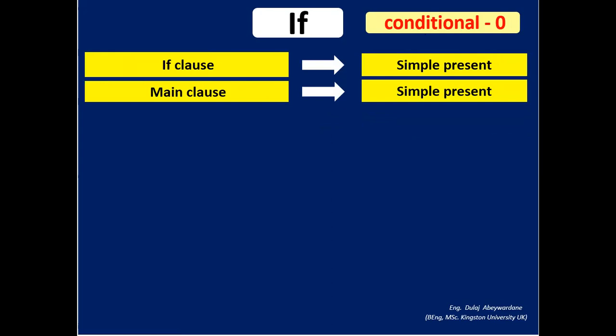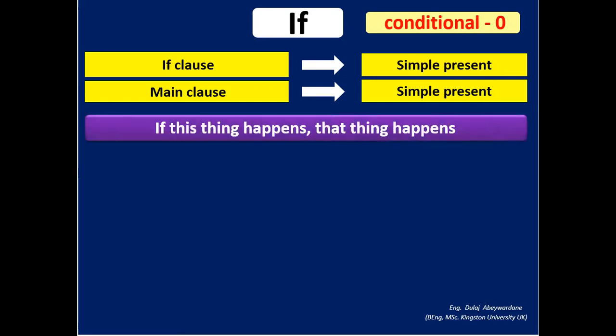It's about the if clause. If clause means the sentence part which is connected with if. So in that case, if that part is in simple present, the remaining part, the main clause, would be the same, in simple present. As a hint on this: if this thing happens, that thing happens. You can understand very clearly here.